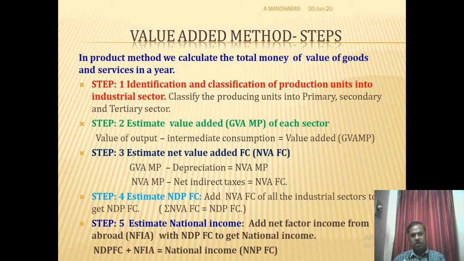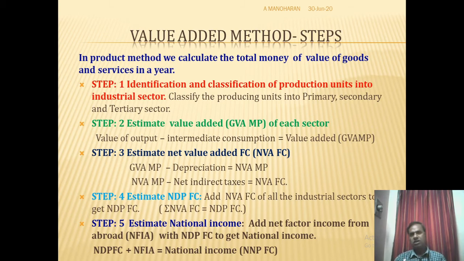Then lastly, how to estimate national income. Add net factor income from abroad to the NDPFC, and we will get national income. So NDPFC plus NFIA is equal to national income. The other name of national income is NNPFC.